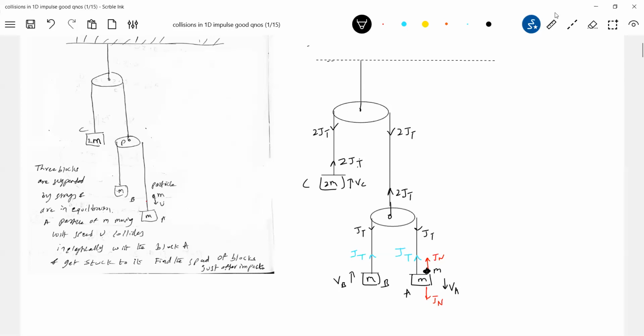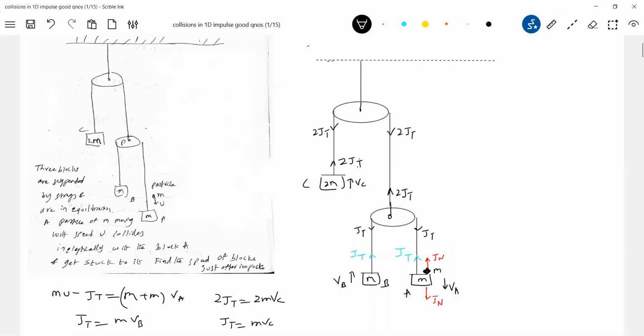Let's write the first equation. Prior to that, I'll write all the set of equations here. For block A: mu minus Jt equals (m plus m)VA. For block B: Jt equals mVB. For block C: 2Jt equals 2m VC. Let's try to solve this. u is given. How many unknowns are there? VA, VB, VC, and the impulsive tension. I need one more equation.